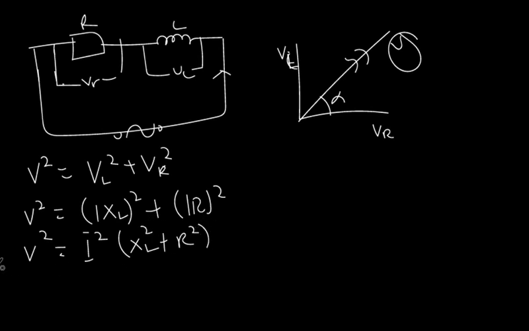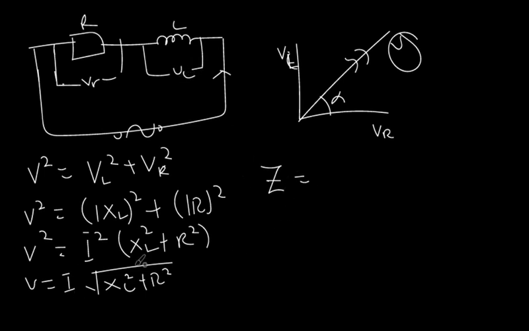If we find the root of all of them, we get V is equal to I root of XL squared plus R squared. Then if we divide both sides by the current, we get the impedance, which is what we call the total opposition to the flow of current if we have a resistor and an inductor. The overall resistance when we have this combination of components is what we call the impedance.